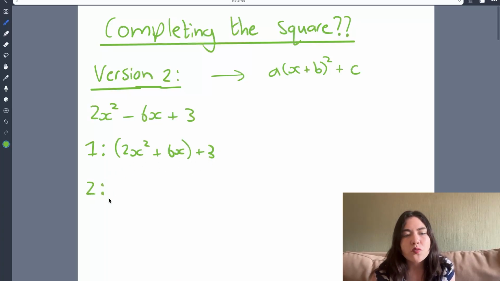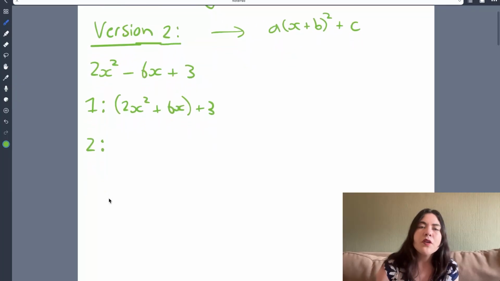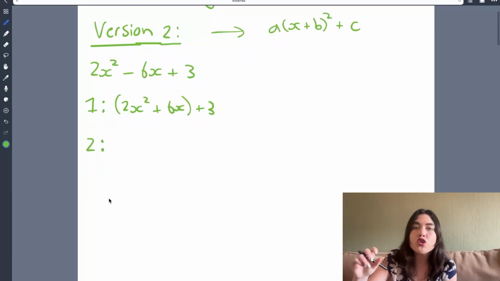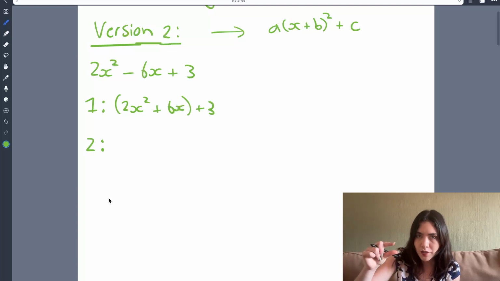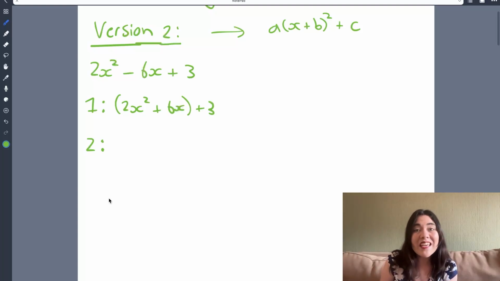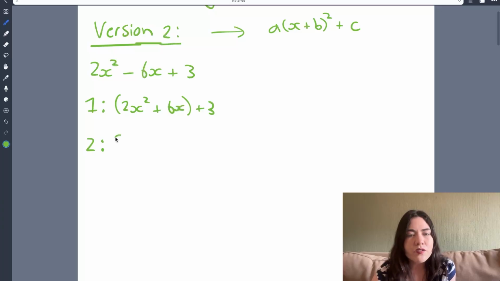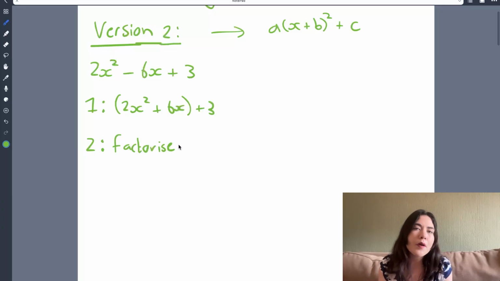Now, step 2 is where things get a little bit complicated, because you can't actually do steps 2 to 5, those consolidated steps from version 1, if there is a number in front of x squared. So we are going to have to remove that number via factorizing. Factorizing in the normal sense of what you've probably practiced is finding a common number between the two numbers and then pulling that out. But in this case, we are simply trying to get rid of the number in front of x squared, even if the number in front of x doesn't actually go into that number.